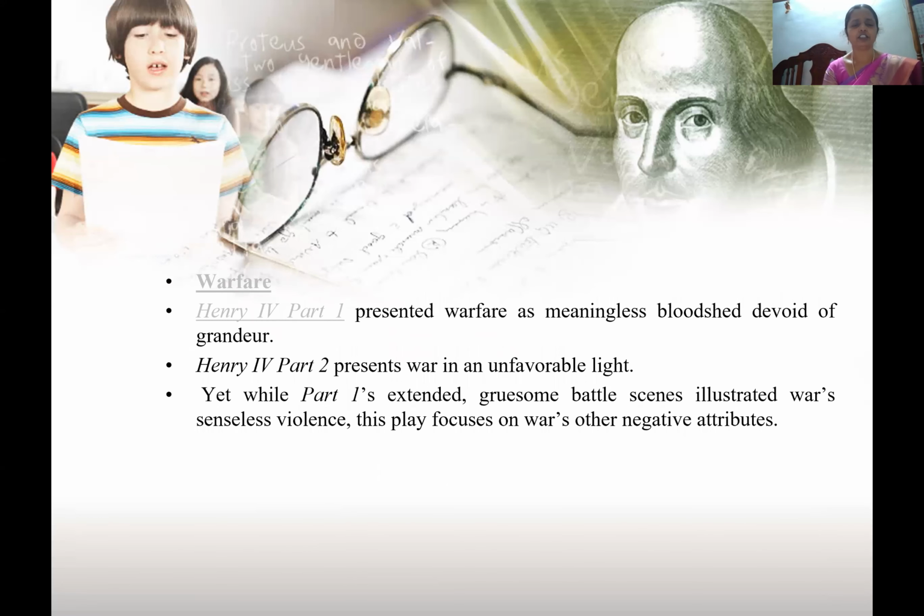Warfare is another theme. Henry IV, Part 1 presents warfare as meaningless bloodshed devoid of grandeur, and presents war in an unfavorable light. While Part 1's extended, gruesome battle scenes illustrated war's senseless violence, this play focuses on war's other negative attributes.